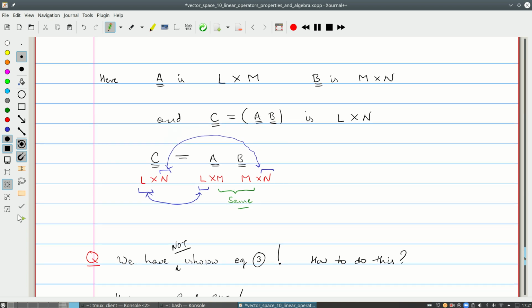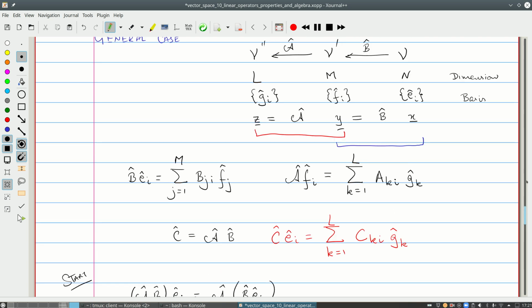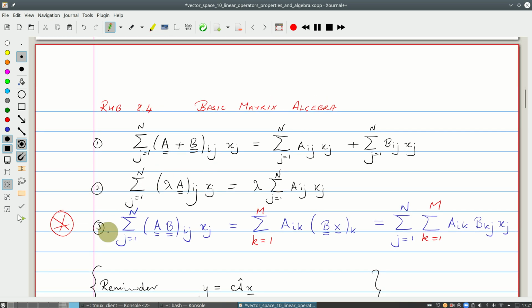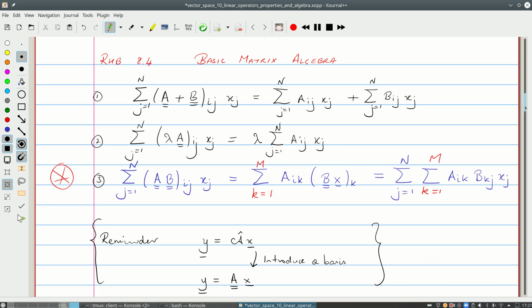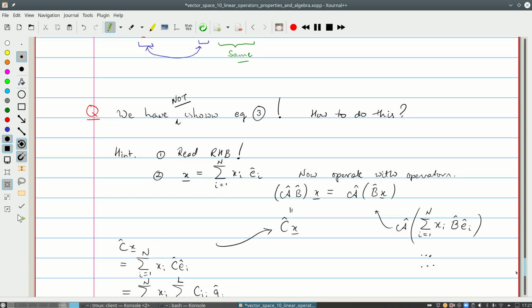Now I'm going to leave you with one puzzle. We have not really shown equation 3. Equation 3, just to remind you, is this one here. In equation 3, we're not dealing with a basis vector e_i or e_j. We're dealing with any vector. This is the component of any vector x. We haven't really shown equation 3. Now how do we go about doing it? I'm going to leave this to you, but I'm going to motivate it.